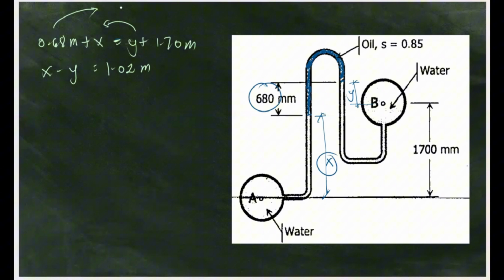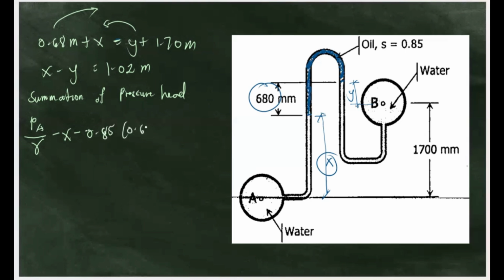Ano naman ang problema doon? So, kailangan natin ngayon mag-sum ulit ng pressure head. Summation of pressure head. Yan. So, ganun ulit ako from left to right. Pwede nyo naman gawin from right to left. Okay? So P sub A, yan, over gamma. Okay? And then, aangat. So, minus, tama ba? X minus, so, this is on oil, yung 0.68. So, 85 multiplied by 0.68 meters.